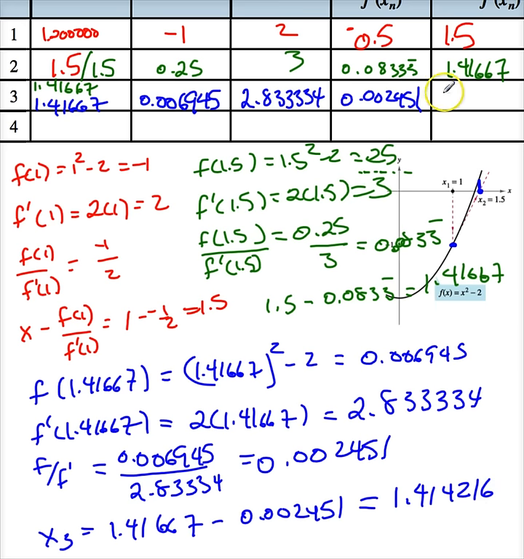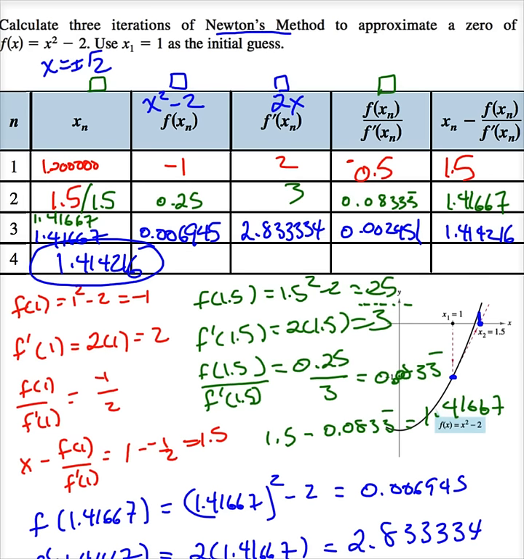1.414216. So this is my answer. All right, so this would be the number that goes right here. This is using 3 iterations of Newton's method to approximate a zero. And this is actually pretty close.